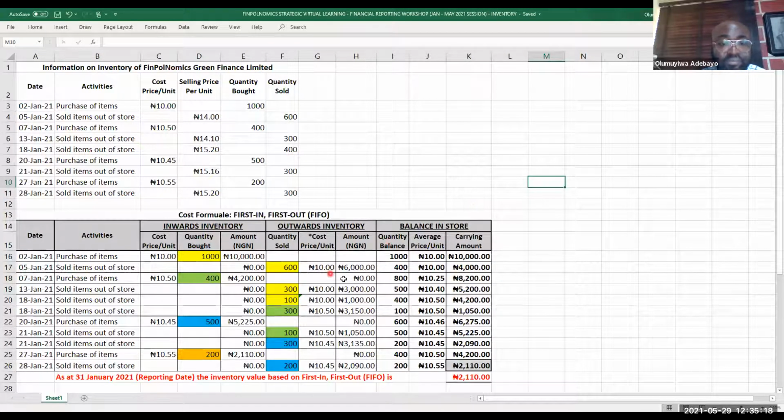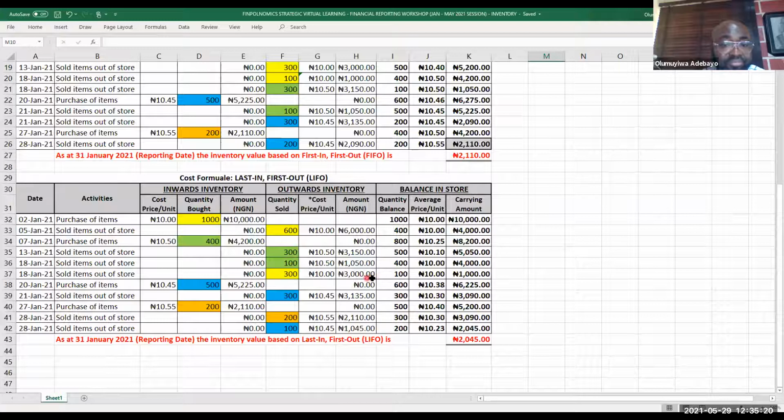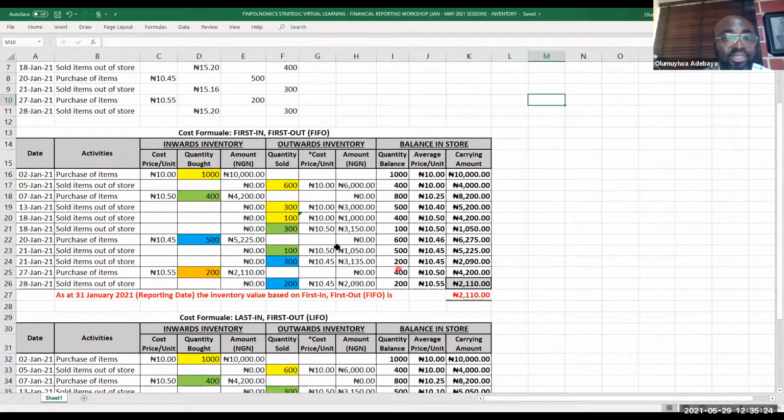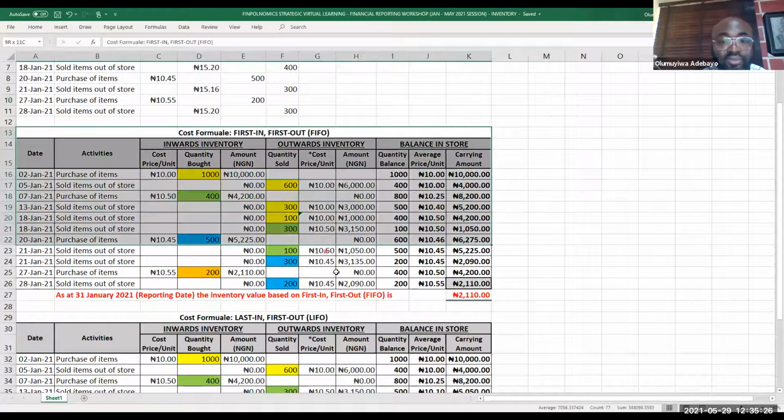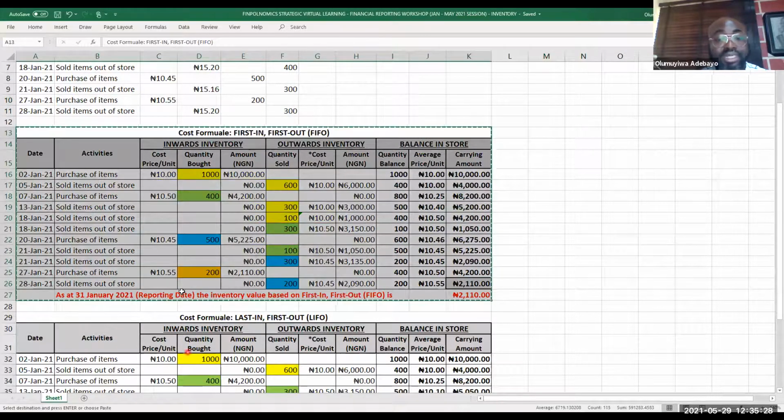Comparing FIFO and LIFO. Okay, now let's compare them with weighted average.